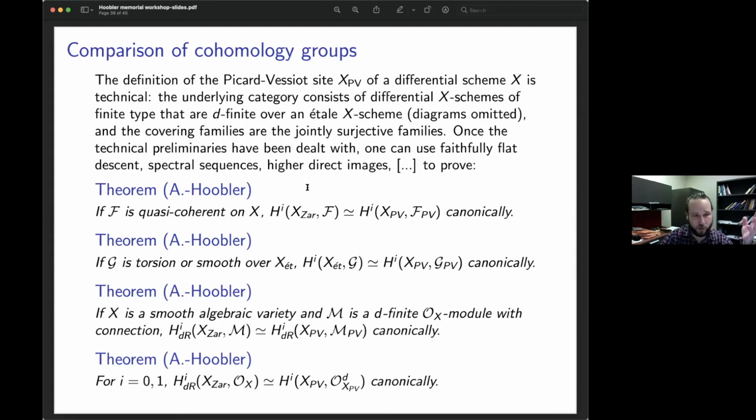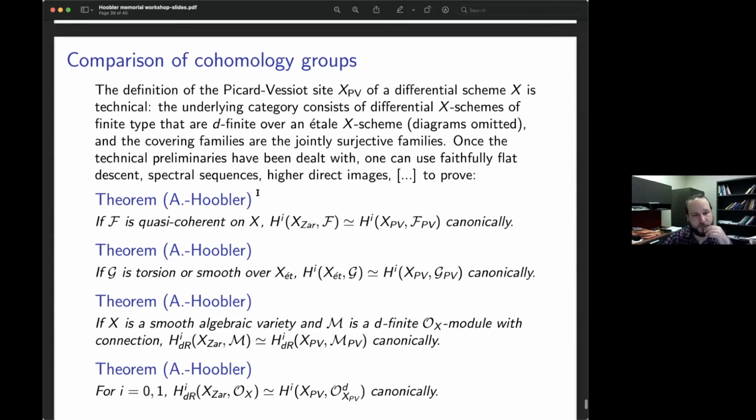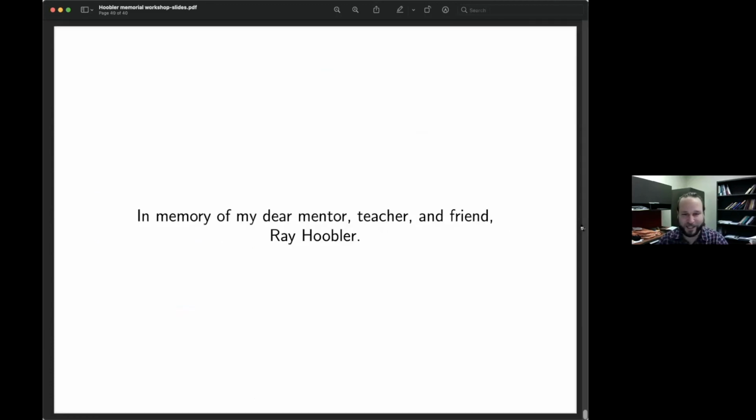With Hubler over the years, we proved a couple of things. The first three results here say that the Picard-Vessiot topology gives you the correct cohomology groups where some other topology already gave them to you. So the first three results say that it's not wrong. The last one says that there's something new that you get there, at least in low degrees, that you couldn't get before at all. So that's the end of the content. I'm sorry that I got a bit rushed, and thank you very much.